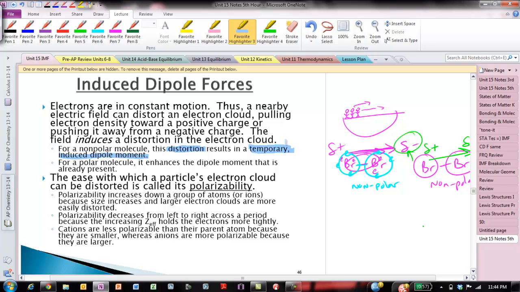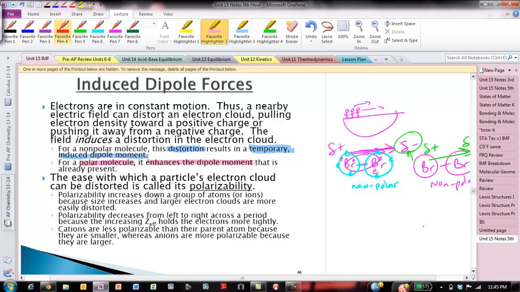And then this happens again. It happens instantaneously, millions and millions and millions of times, and then it's a constant motion. Okay, if it's already a polar molecule, this still happens. There can be an overload. It just makes the dipole moment a little bit stronger for that instance.